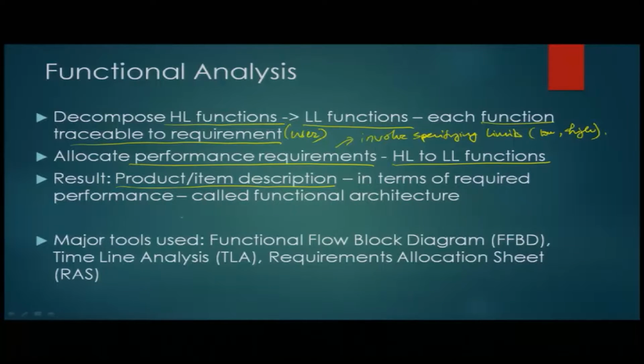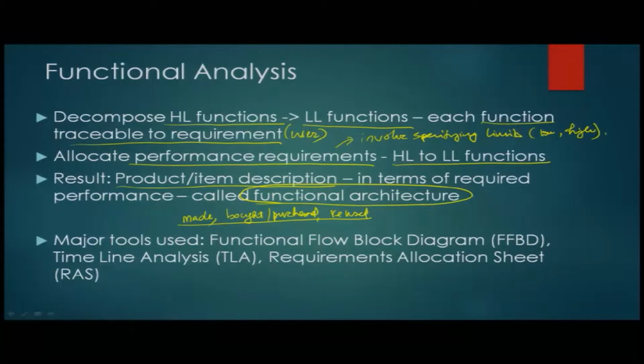You will finally bring it down to a product or an item description in terms of the required performance. This product or item is something that can be manufactured or made, or it can be bought or purchased, or it could be reused. So you bring it down to the lowest level of the product or item description, which will satisfy the performance requirements associated with the function. This is called the functional architecture of the system.